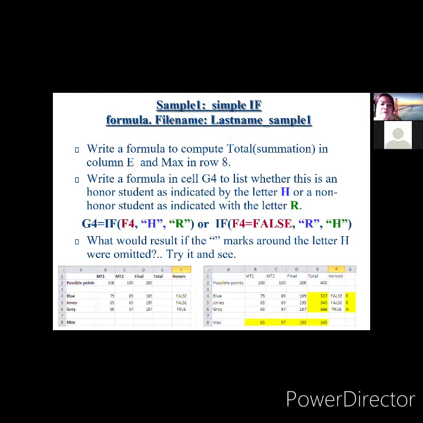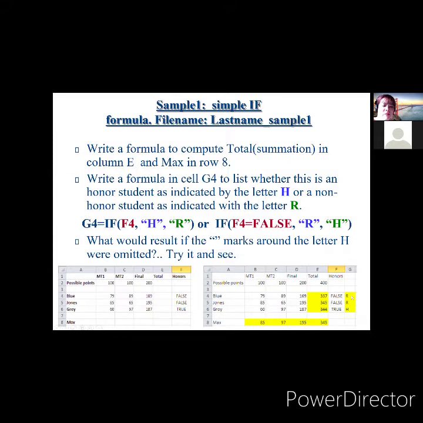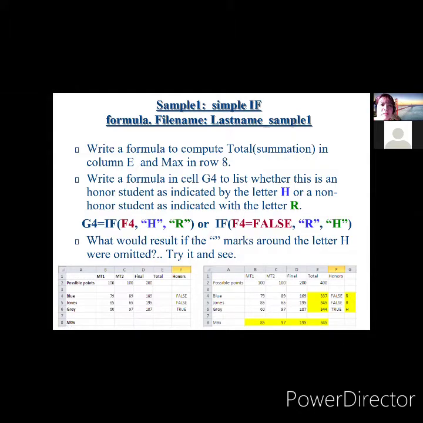Ang column F ang kanyang source column to identify if the student is an honor or a non-honor student. With the use of this formula, nakalagay dyan. So, itong G4, i-click ninyo muna yung G4. So, make it an active cell. Bago ninyo ilalagay yung equal, alam natin laging ang formula, it starts with equal. And then, the word IF, open parenthesis.